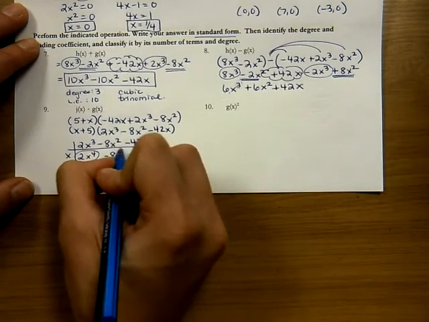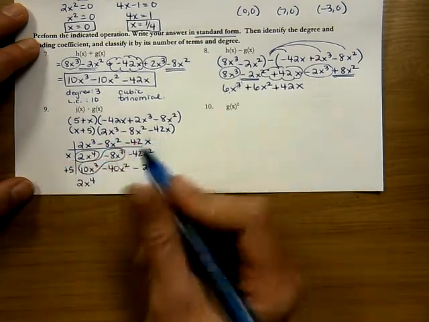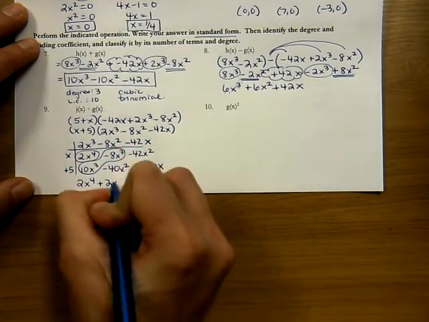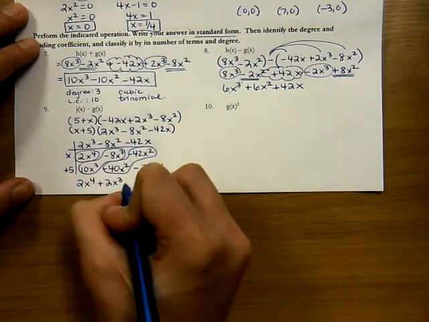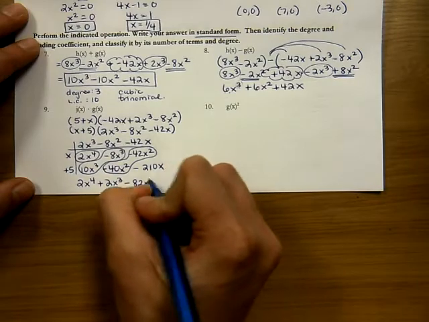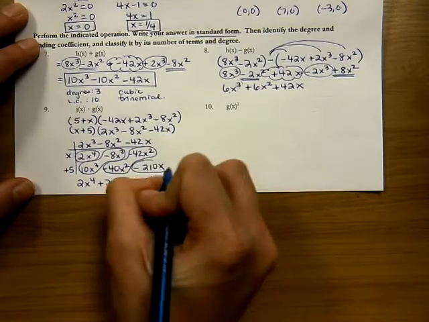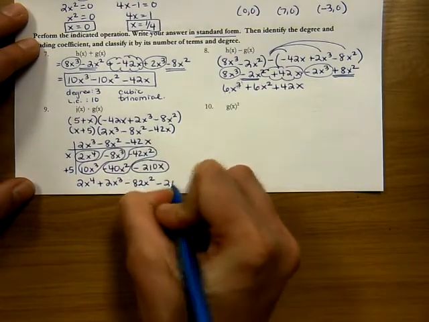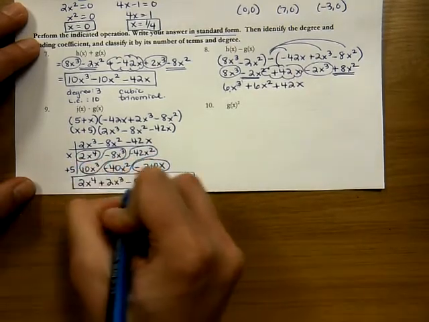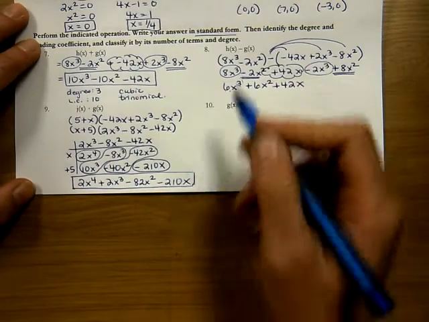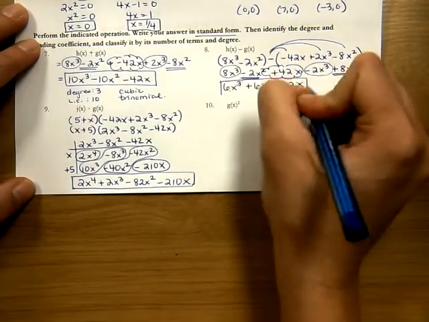I have 2 terms that are x to the third plus 2x to the third. I have these two terms that are x squared, minus 8 and 2x squared. And then I only have one x term, minus 210x. And there is the expression in standard form. We forgot to box that in. We'll go ahead and box that in.